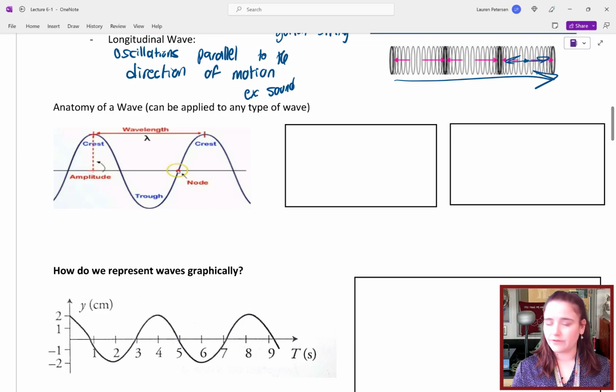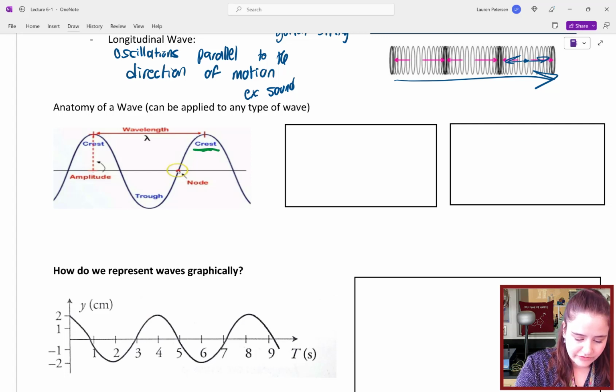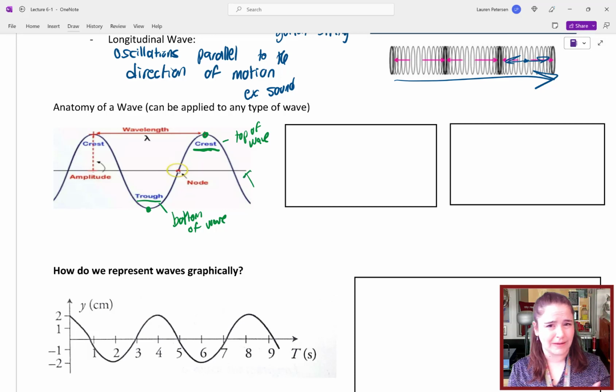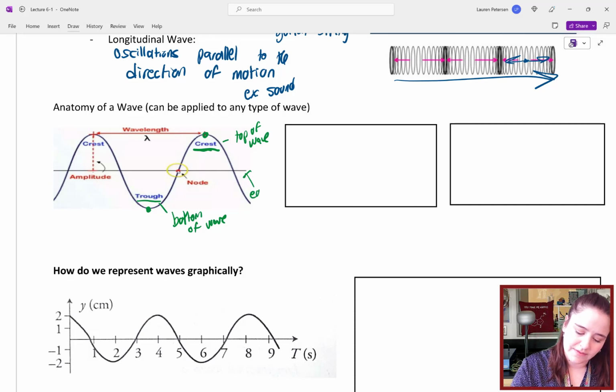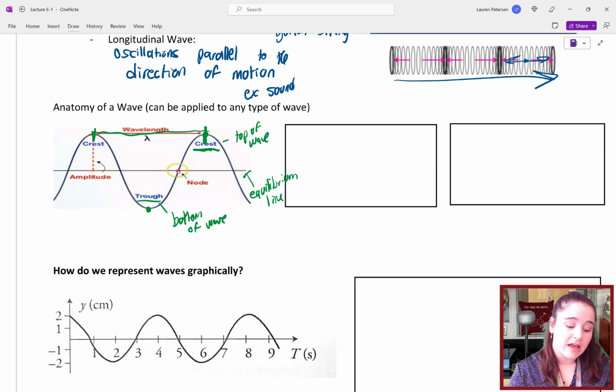Some general vocabulary that we use is the crest, which you can think of as the top of the wave, and then the trough, which you can think of as the bottom of the wave. A node is anywhere it crosses that line in the middle, basically where the material would be if there were no wave. We call that the equilibrium line. From crest to crest is the wavelength, which you can also measure from node to similar node.